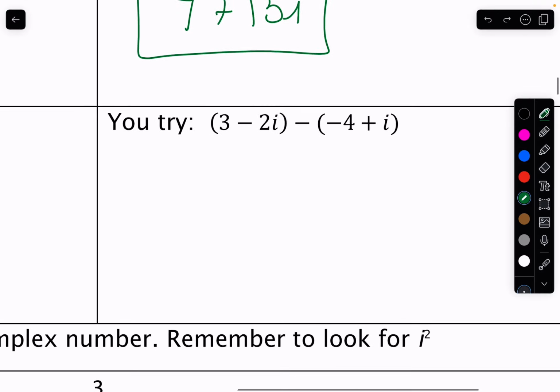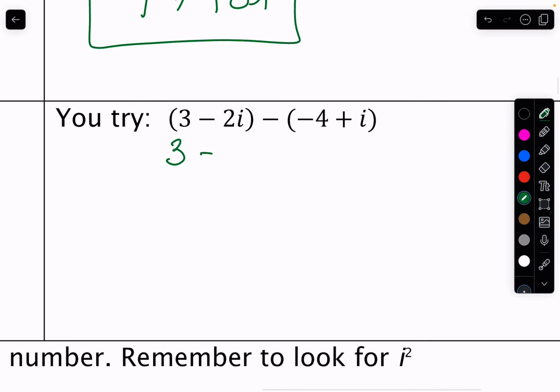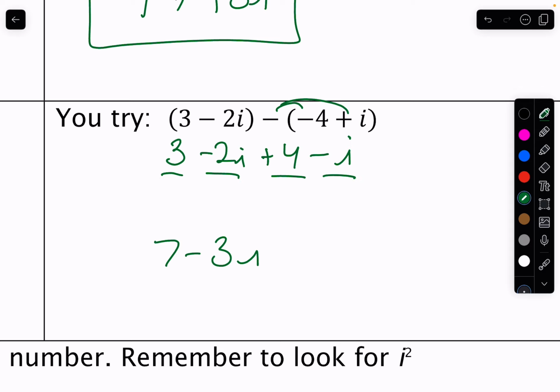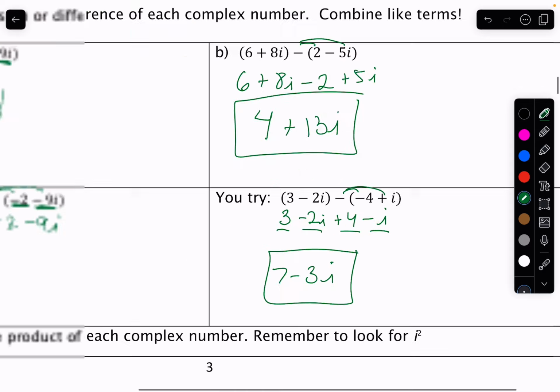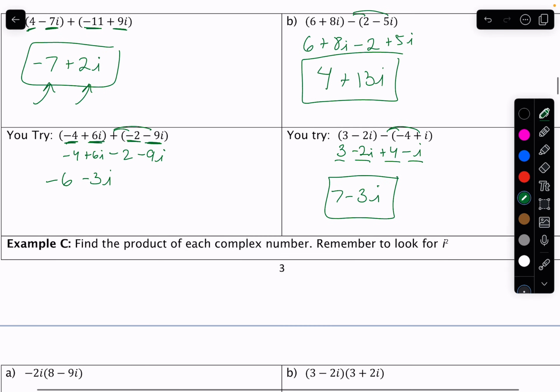So when I have a positive, I just treat it like combining like terms. And again, when you have a negative, you got to distribute it. So my first guy stays the same. I distribute the negative, I get a +4 and a -i. Combine my like terms, 7, like terms, -3i. And again, remember the real part comes first, then the imaginary part, okay?